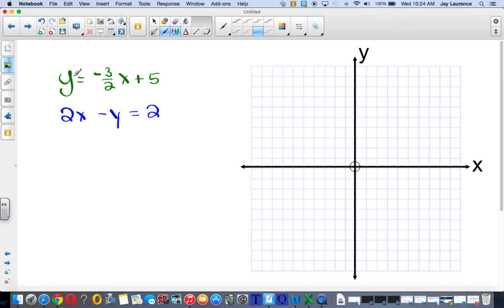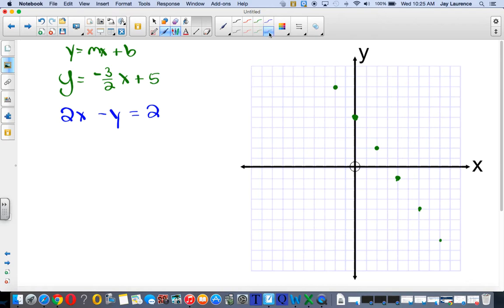So let's graph this first one. It's in slope-intercept form. And by the way, I know some of you don't know slope-intercept form yet. Shame on you. You better get in here and get some help on it. It's too simple. All right, my y-intercept is going to be 5. Okay, and then my slope is negative 3 over 2, so I go down 1, 2, 3, and then right 1, 2. I'm going to put a whole bunch of points on here because I'm not sure where these two lines are going to cross. And I'm not going to draw my line in just yet.